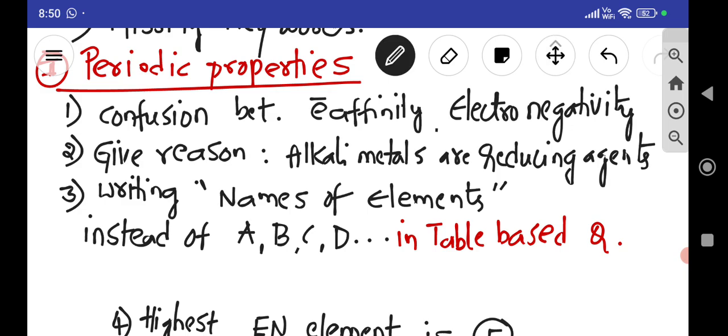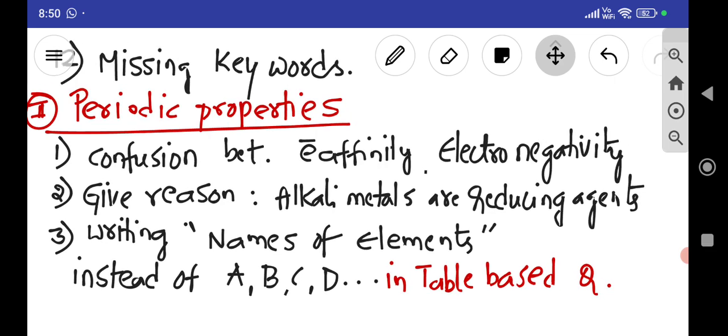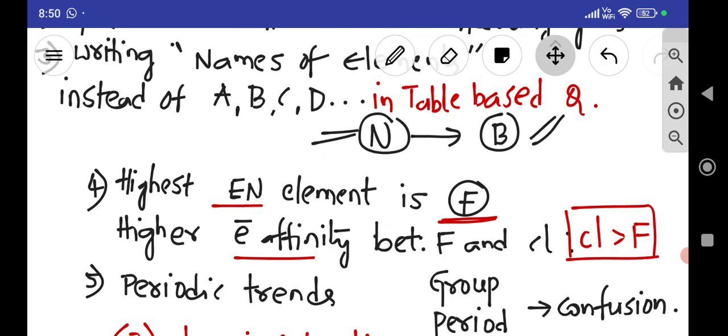And one more important thing, in the table based questions they will give you ABCD alphabets. So you know that a particular alphabet is, let us imagine, nitrogen, but what you will do is write nitrogen, and the alphabet mentioned there may be B. So we should write the alphabet but not the original name of the element, which is not in the table. So many times this mistake is repeated by the students.